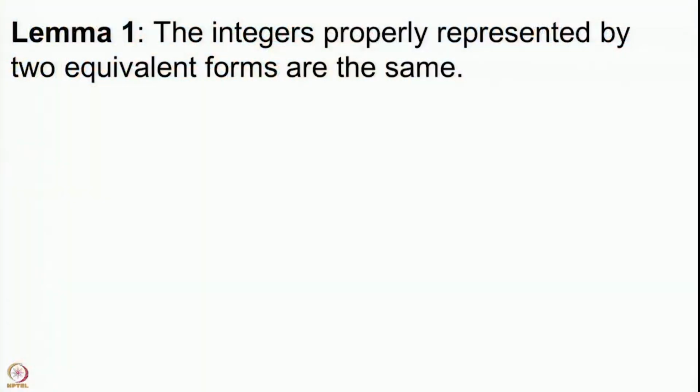This is the first lemma: the integers properly represented by two equivalent forms are the same. So, if you have two equivalent binary quadratic forms, say f and f prime, and some integer is represented properly by one of them, then it has to be represented properly by the other also.